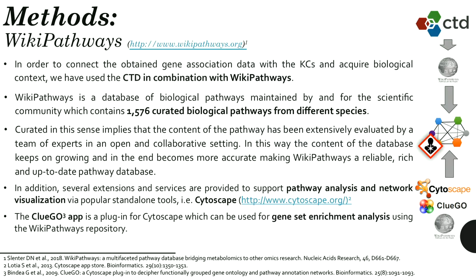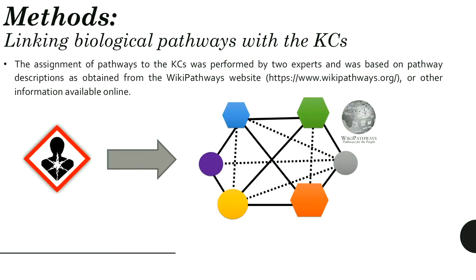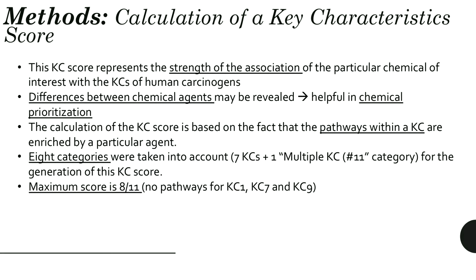And we used WikiPathways in combination with Cytoscape and a specific app in Cytoscape named ClueGO to do the gene set enrichment analysis, because it's a nice way of integrating different types of data and performing gene set enrichment analysis. Of course, the linking of the biological pathways to the key characteristics is quite crucial. This was done by two experts and was based on descriptions of the pathway or other information that was available on these pathways. So this was done by experts.